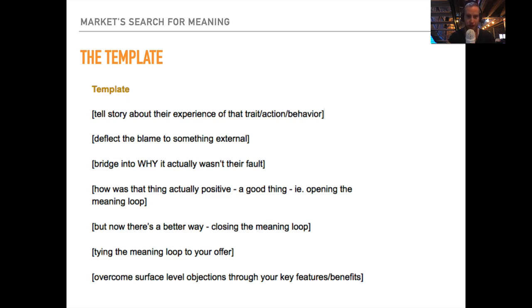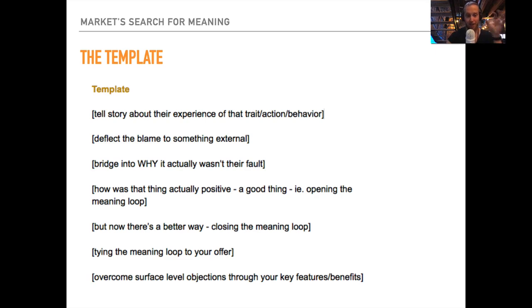So you're going to start by just telling a story about their experience of that trait, action, or behavior. So what was it that they did? What was that misstep? What was that mistake that they feel shame around? Just tell the story. Come out battlefield style. This is what went down. And then deflect the blame to something external. Bridge into why it actually wasn't their fault. Remember, giving that why is so important. You can't just say it's not your fault.